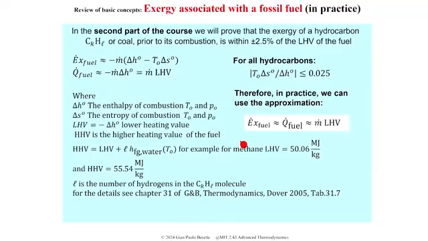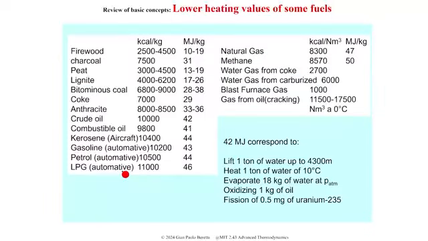For example, methane has a lower heating value of 50 megajoules per kilogram and a higher heating value of 55. So it's not an unimportant effect. It's like 10%, the difference, the contribution of condensation. Okay.